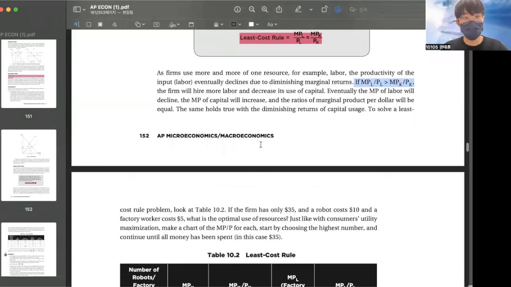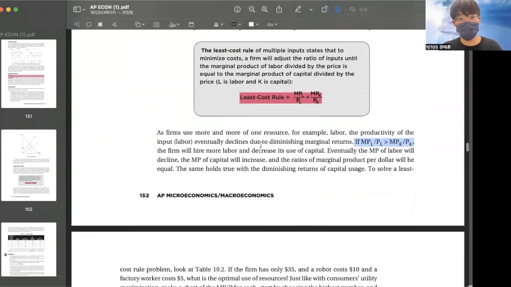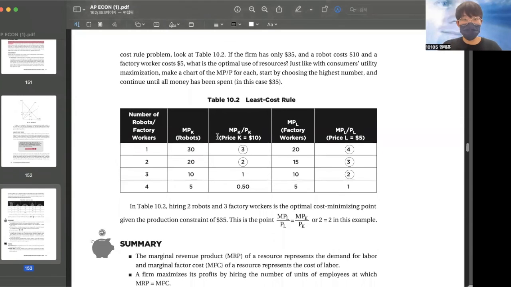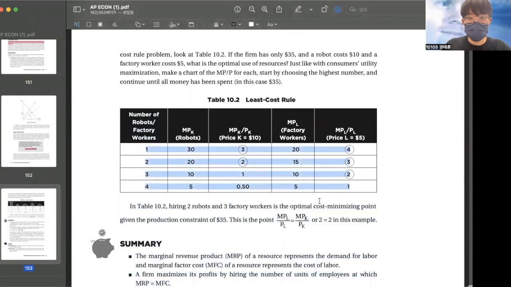To solve a least cost rule problem, you have to look at this table. If a firm has only $35, and labor will cost $10 and the other factor will cost $5, what is the optimal use of resources? Just like with the consumer's utility maximization, you have to make a chart. Start by choosing the higher number and continue until all the money has been spent. It will be good if you make a chart and then actually try to solve the problem.